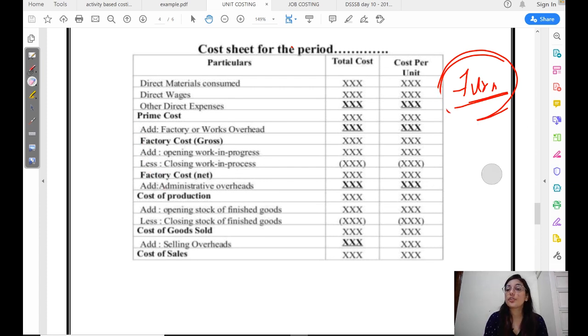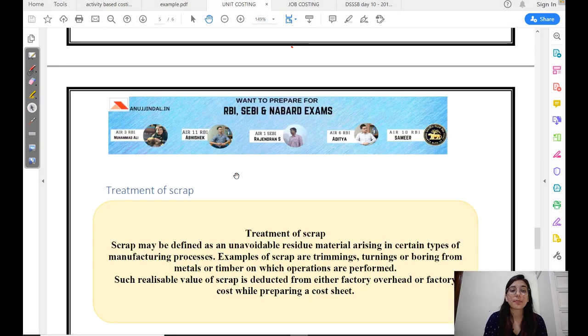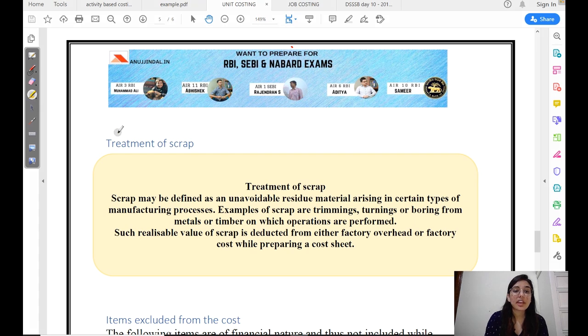So now we will have a look at the box in which information is given about the scrap. So what is scrap? As we have already discussed, it is nothing but an unavoidable residue material arising in certain types of manufacturing processes. Examples are trimmings, turnings, or boring from the metals or timber, right, on which the operations are performed. So such realizable value of the scrap is deducted from either the factory overheads or the factory cost while preparing a cost sheet, right? So you need to remember how scrap is treated.